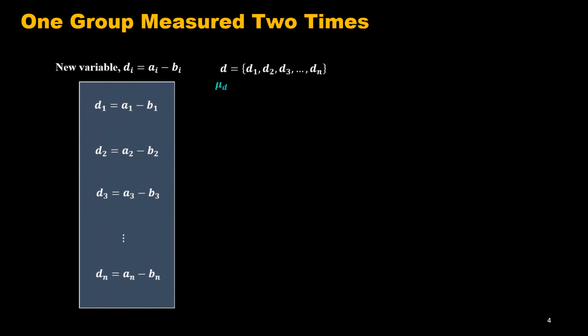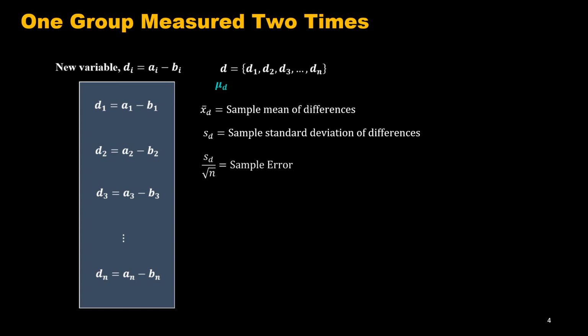Again, mu d is the population mean of the differences. Then we use xd bar, the sample mean of differences. How do we find the sample mean? Add these together and divide by the number of data, which is n. That means d1 plus d2 plus d3 plus up to dn. Add them together, divided by n. Then sd is the sample standard deviation of differences. Use these to find the sample standard deviation. Then we know the standard error. Standard error is sd divided by root n.